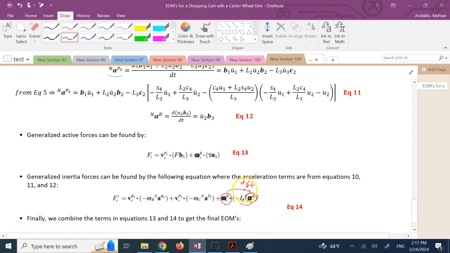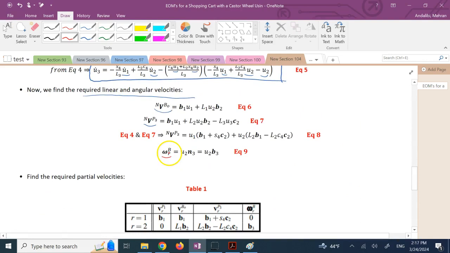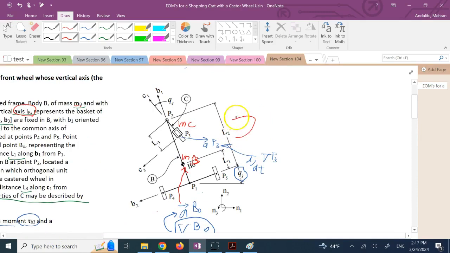So we need to find omega of B, and that's what we need here. We need omega of this member B. This omega of B is needed so we can get alpha of B. So we need three velocity terms and take derivatives to get the acceleration terms. So let's go ahead and find them.